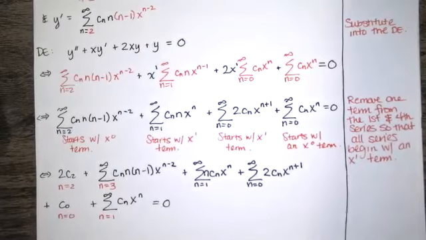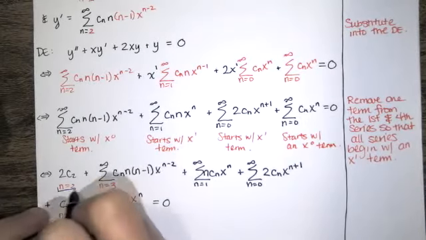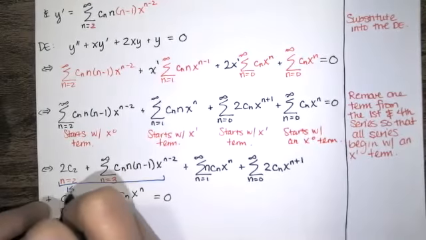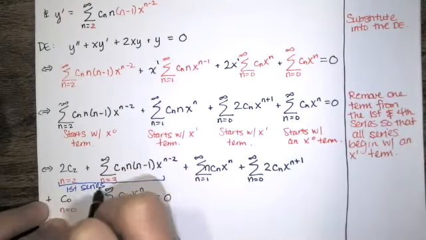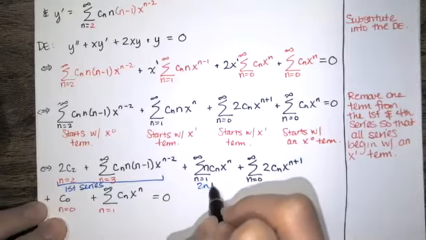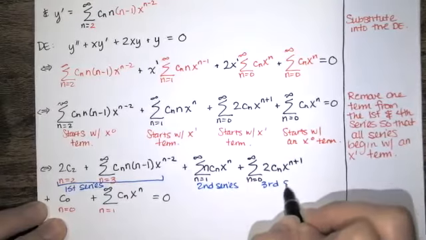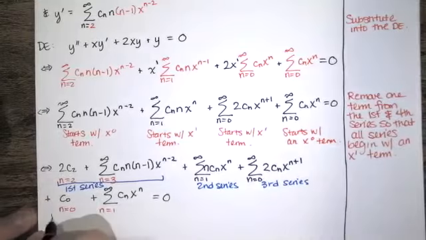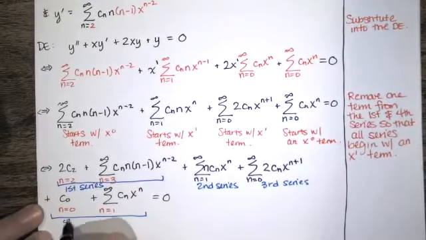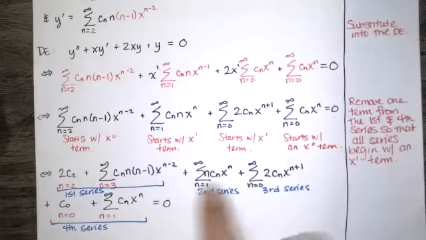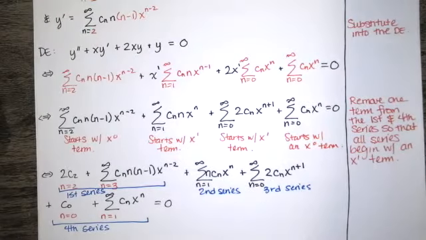I'm going through my pencil cup trying to find a blue Sharpie pen. That's my first series. This is my second series. This is my third series. And the fourth series was this term plus this. So now all 4 series that are remaining after we modified those first 4 series all start with an x to the first term, but they don't look the same.